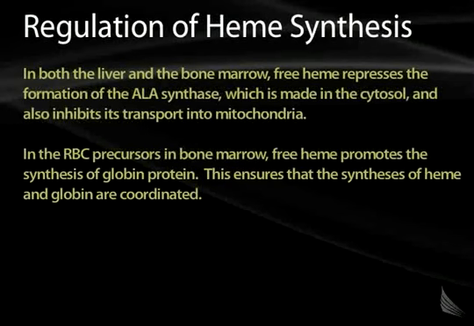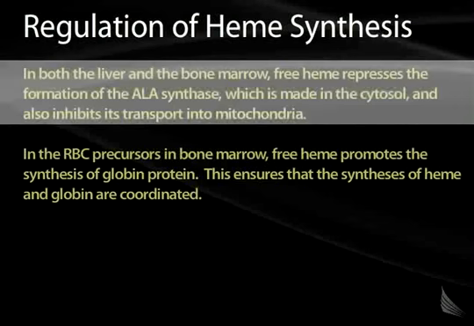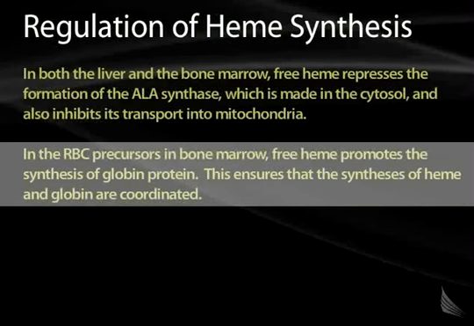Now, heme synthesis needs to be regulated because you don't want to produce more heme than you have hemoglobin. And so in both the liver and the bone marrow, free heme represses the formation of ALA synthase, so it blocks the translation of that protein. It also inhibits the transport of the formed protein into the mitochondria where it does its work. In addition to that, in the red blood cell precursors in the bone marrow, free heme promotes the synthesis of globin protein. And so this ensures that the synthesis of heme and the synthesis of globin are coordinated, that you're making the same amount of globin as you are heme, and you don't have an excess of one or the other.